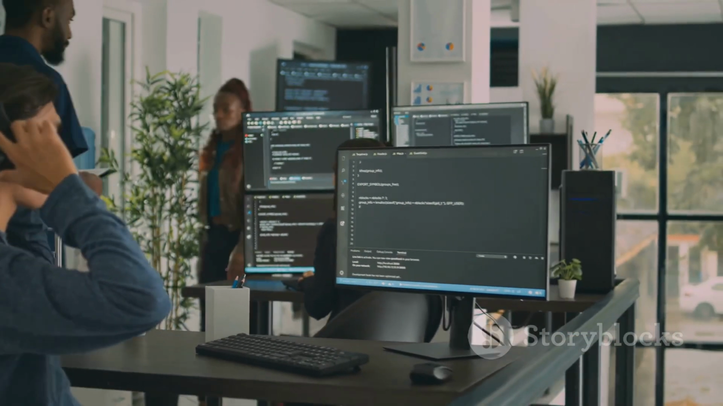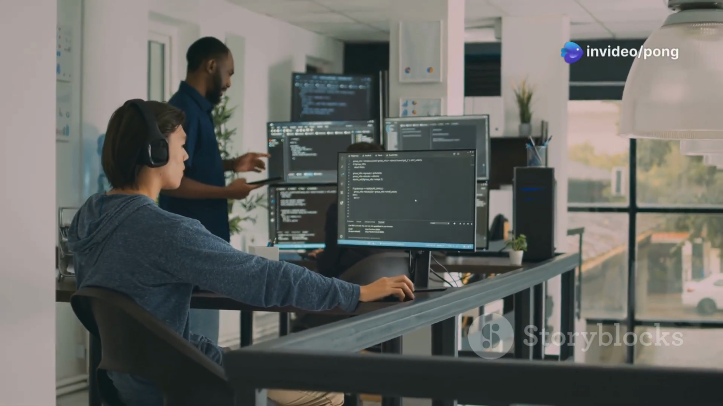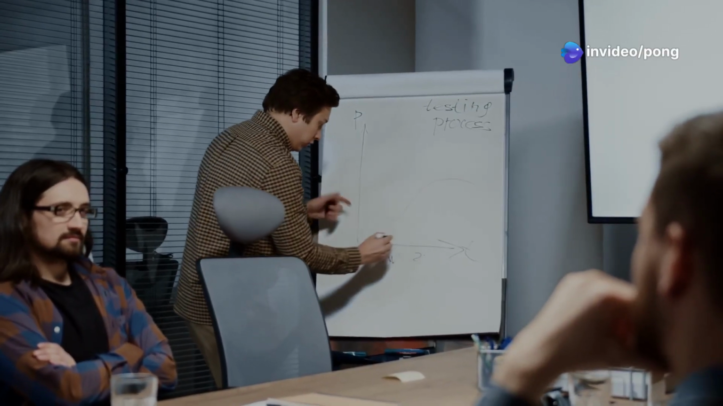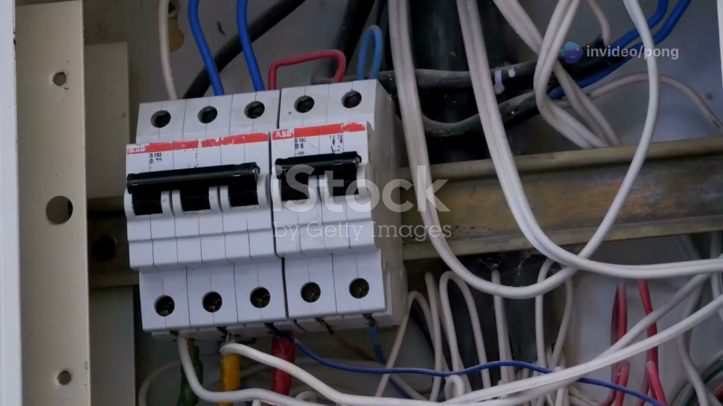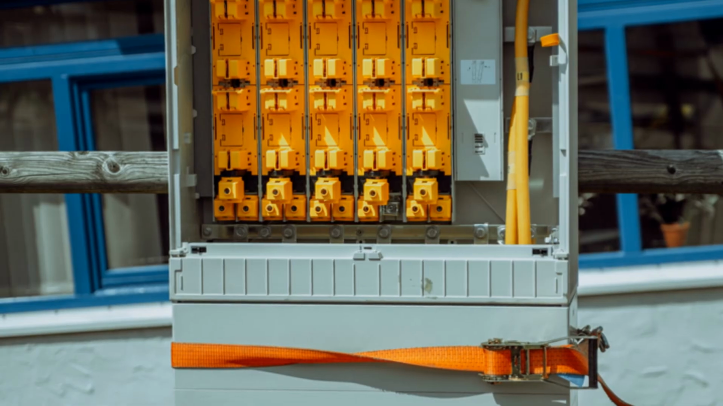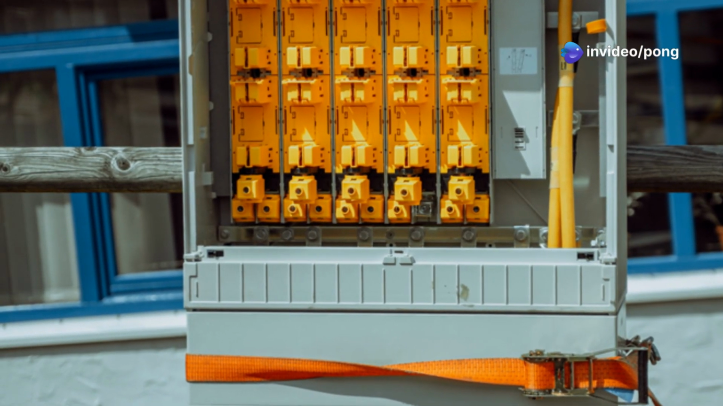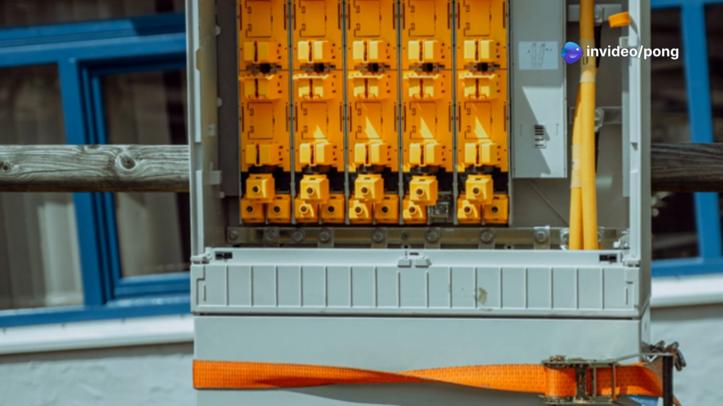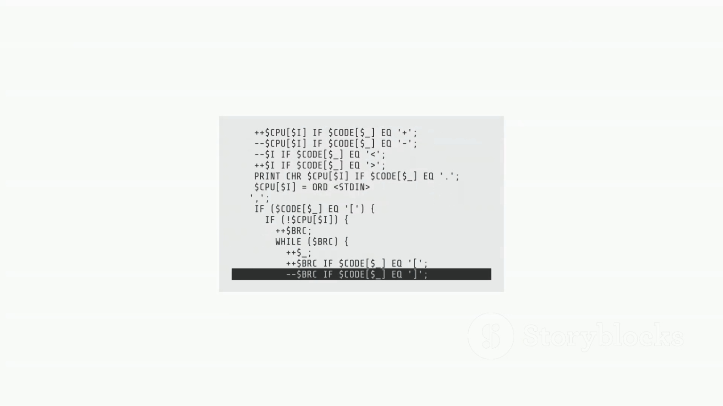Resilience4J comes packed with several powerful features to enhance the resilience of your applications. Let's break down some of the most important ones. Imagine a circuit breaker in your home's electrical system. When it detects a fault, it trips, preventing further damage. Similarly, the circuit breaker pattern in Resilience4J prevents an application from repeatedly trying to execute an operation that's likely to fail. Instead, it provides a fallback mechanism, giving the failing service time to recover.